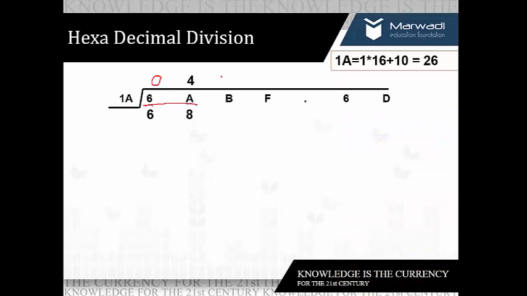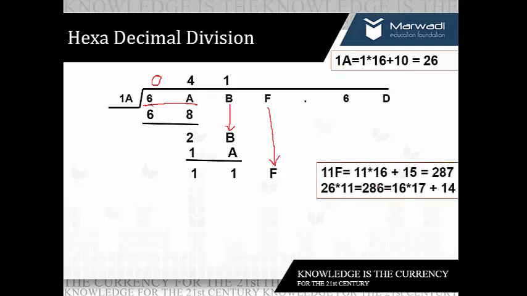So I will be writing over here 4 into 68. Now I will be performing the subtraction, that is A minus 8 would be equal to 2, B would be carried forward over here to the next step, 2B. So 1A multiplied by 1 would give me the number which is less than 2B. I will be performing the subtraction again, that is B minus A would be equal to 1, 2 minus 1 would be equal to 1, and F would get propagated over here.